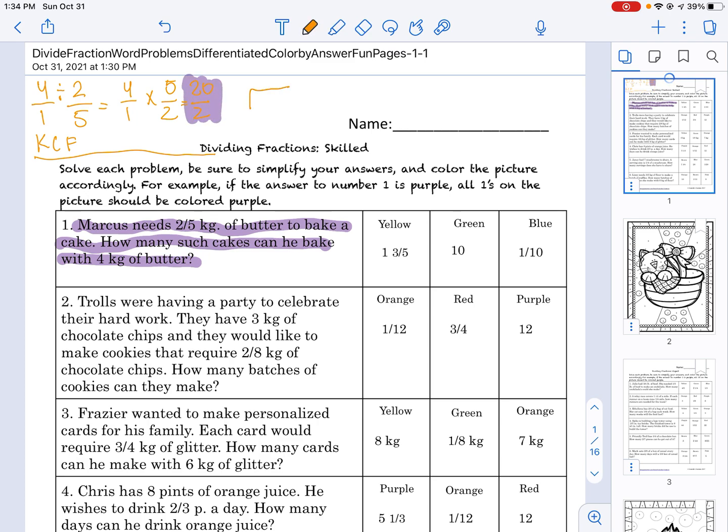If I divide that out, 2 goes into 2 1 time. Bring down the 0. 0 goes into 2 0 times. So I get 10 for my answer. So he can make 10 cakes with all the butter he has.